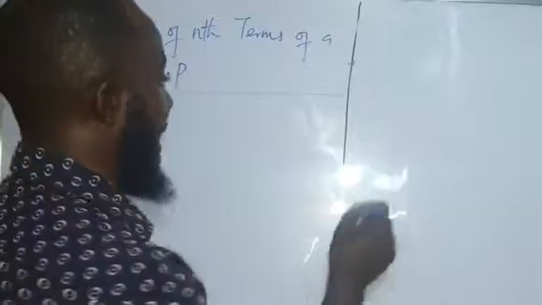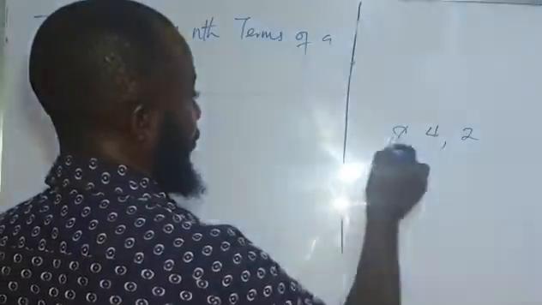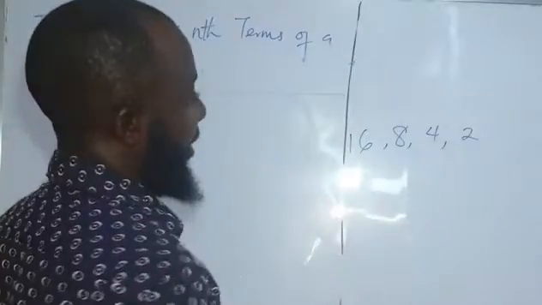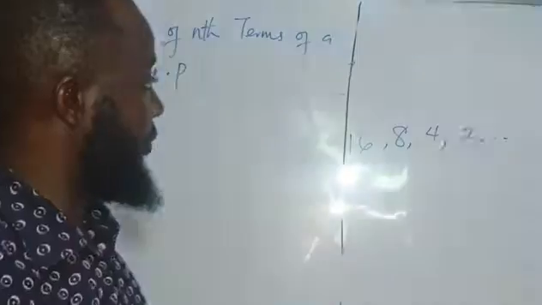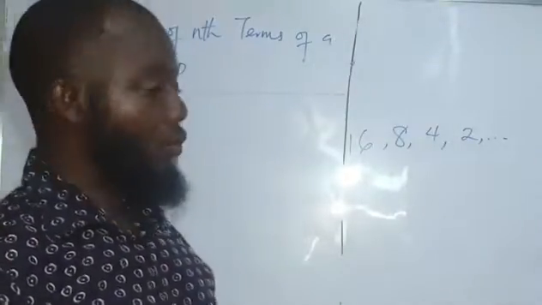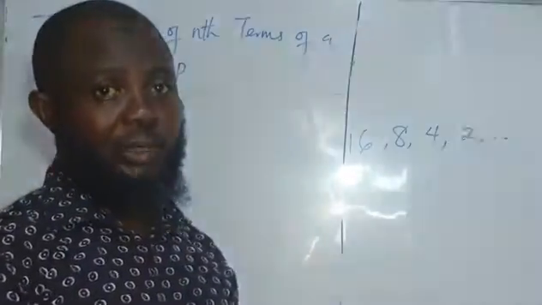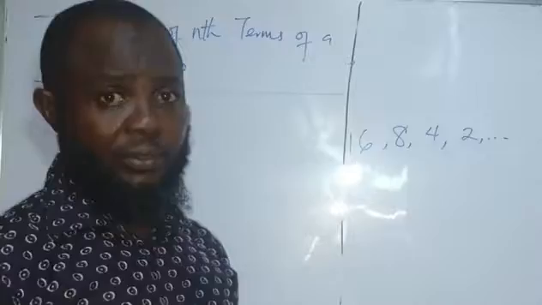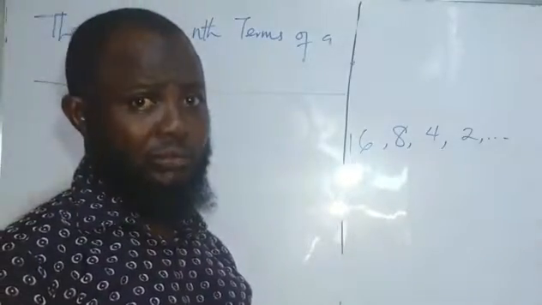It's possible you have 8, 4, 2, we have 16 here, and the question asks you to find the sum of the first 20 terms of this GP. So instead of adding them one by one, we have formulas that we use to get this. How do you do that? That is what we want to discuss in this video.